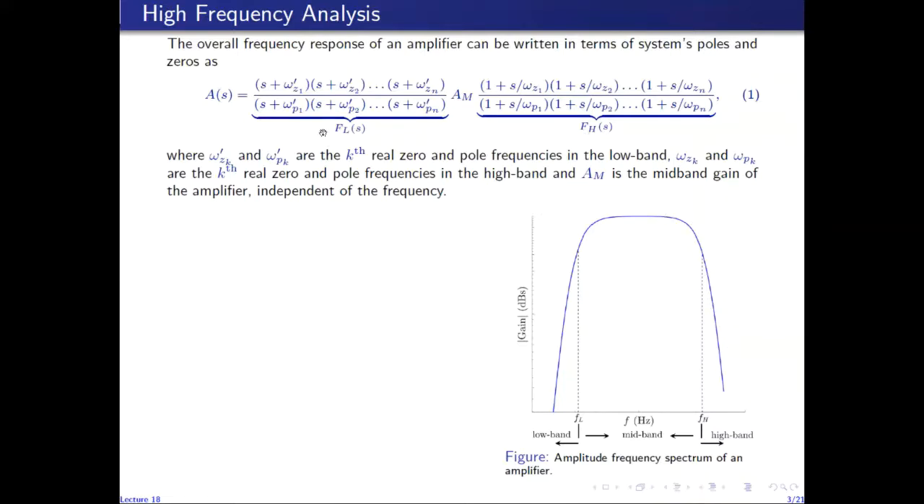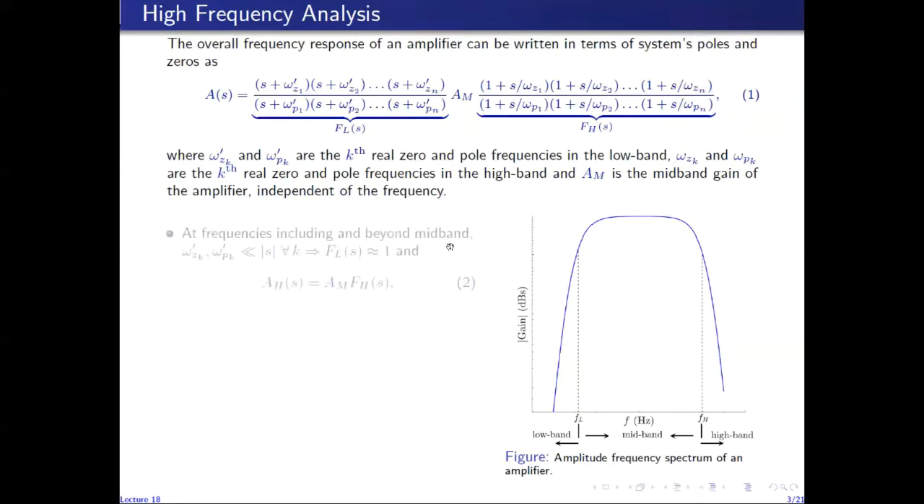At low frequencies, these omega z's and omega p's are so large that S over omega z and S over omega p is almost zero, and this F of H is approximately 1. So at low frequencies, the response is given by the product of FL and AM.